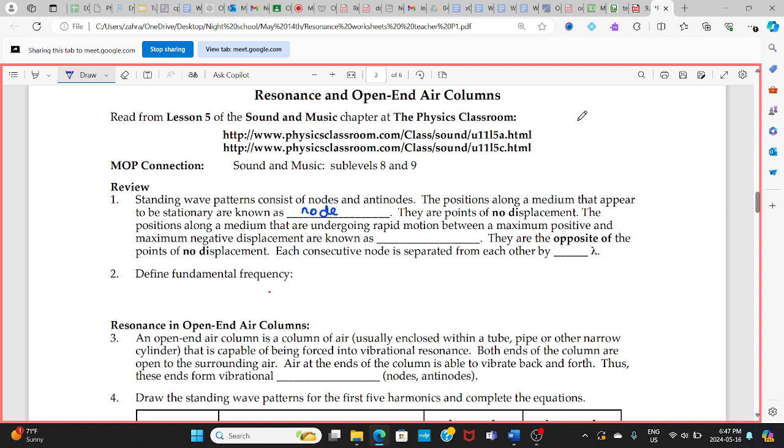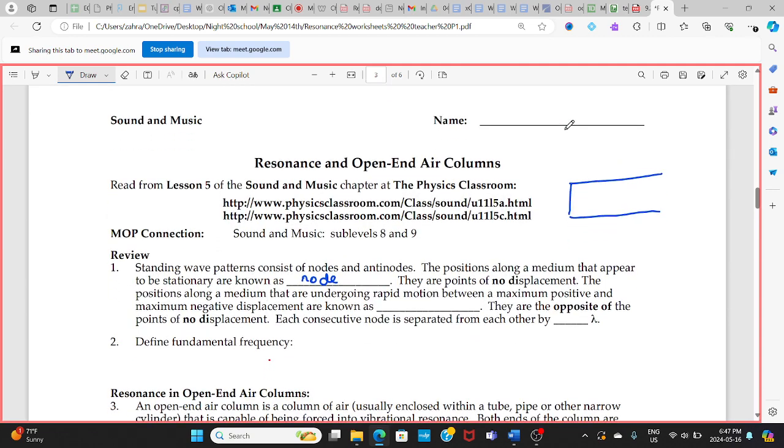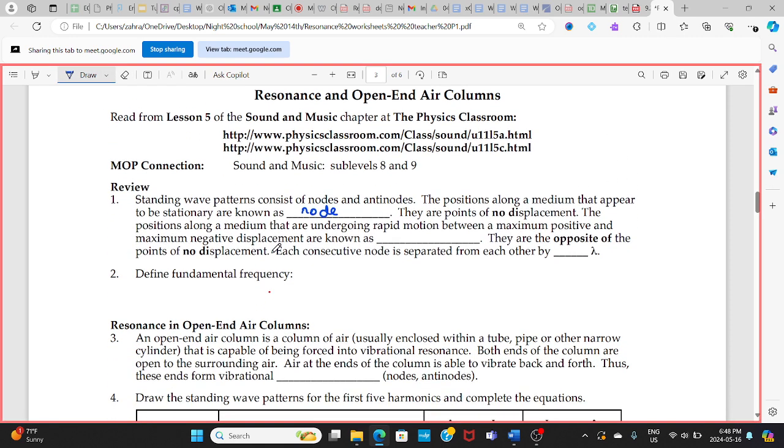And if I want to do it for open air column, is that one end open? No, it's both ends open. We will actually talk about the nodes later on. And the one that is going from maximum position to the minimum position, we call it antinode. They are the opposite of the points of nodes.